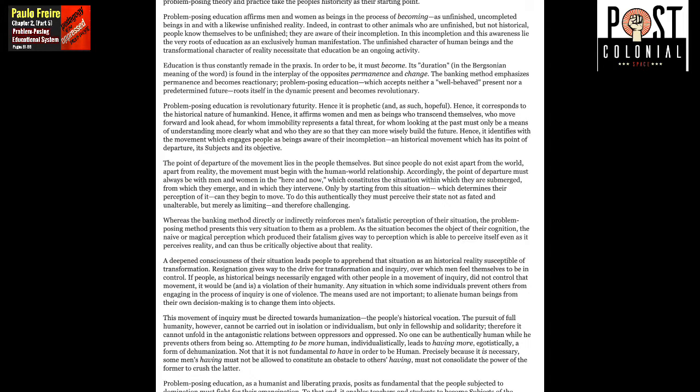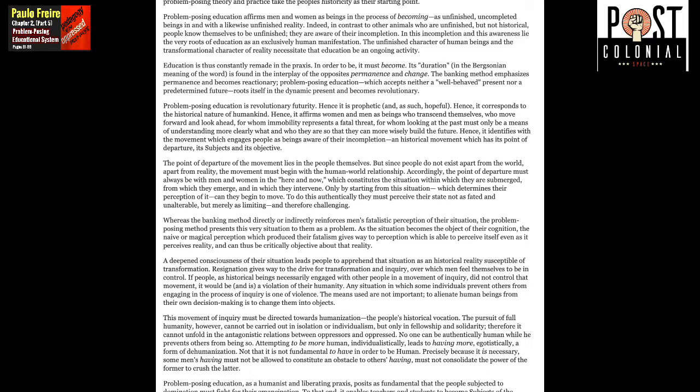Its duration, in the Bergsonian meaning of the word, is found in the interplay of the opposites, permanence and change. The banking method emphasizes permanence and becomes reactionary. Problem-posing education, which accepts neither a well-behaved present nor a predetermined future, roots itself in the dynamic present and becomes revolutionary. Problem-posing education is revolutionary futurity. Hence, it is prophetic and as such hopeful. Hence, it corresponds to the historical nature of humankind.